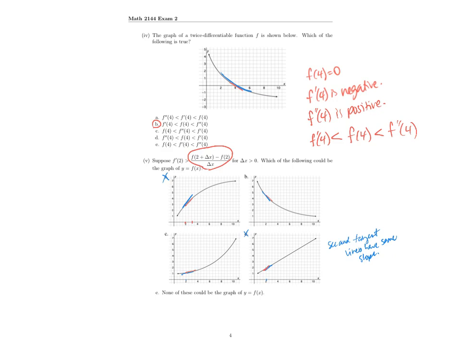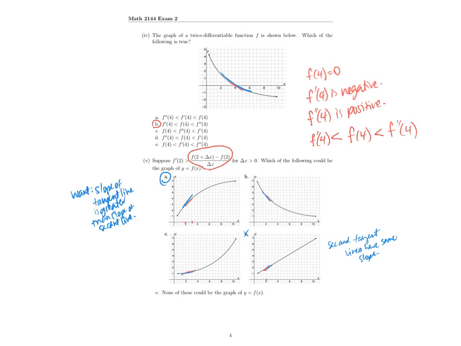Oh, hang on. Which way did it go here? Let's see here. For this, what I want is the slope of the tangent line to be greater than the slope of a secant line. And if I look at this one, it looks like the tangent line is steeper than the secant line. They're both positive slopes, so actually A would work.